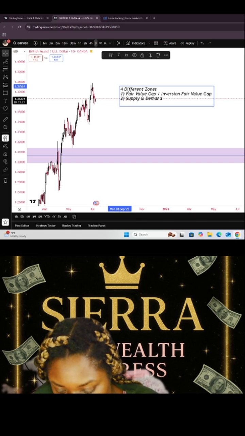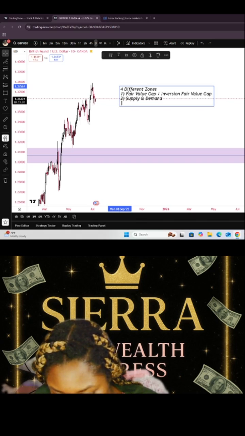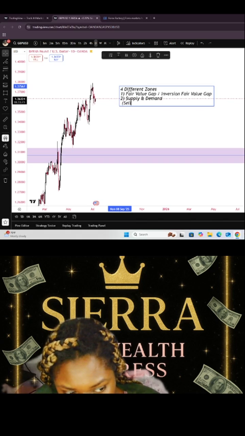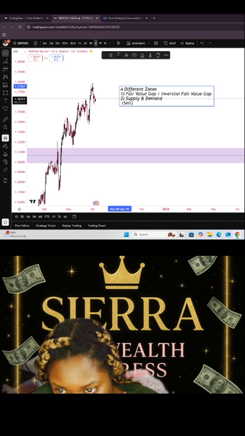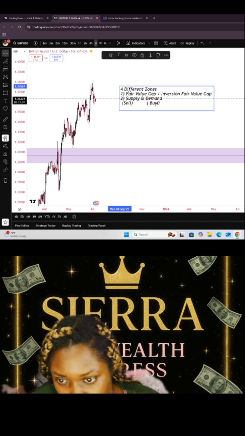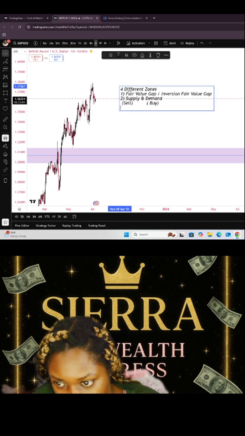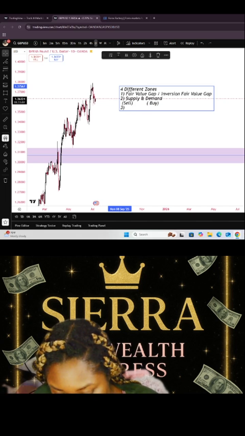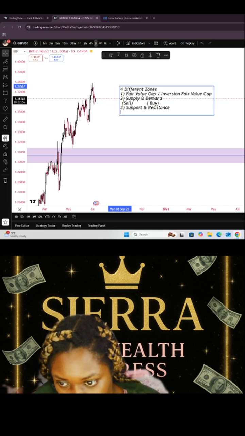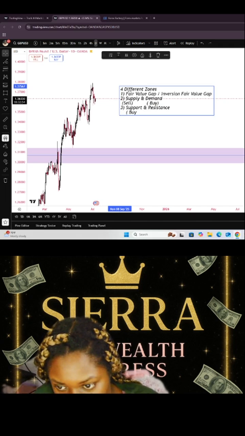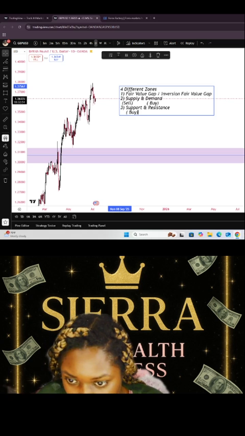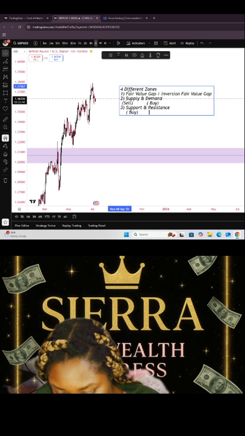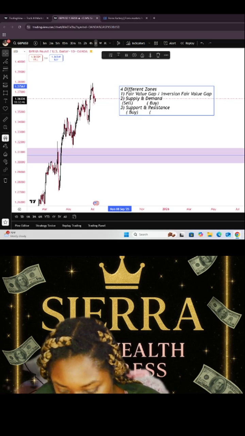And remember, supply, we sell. Okay, I guess S and S. Supply, we sell, and demand, we buy. And then three, we have support and resistance. Support is the floor. You're looking for buys. Resistance is the ceiling. You're looking for sells.